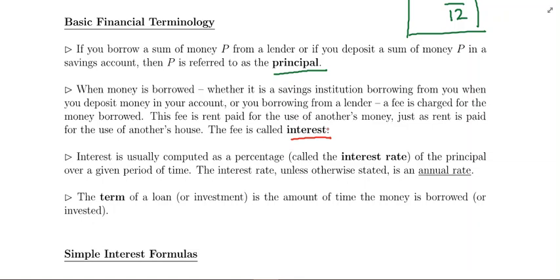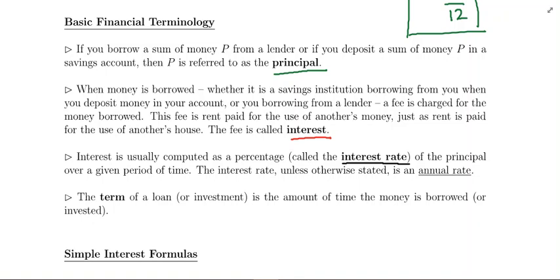The next term that we're going to hear is the interest rate. That's something we've kind of already talked about, and again, you should have some kind of inclination for it. Third bullet point: interest is usually computed as a percentage, called the interest rate, of the principal over a given period of time. The interest rate, unless otherwise stated, is an annual rate. Again, we talked about this when we did the conversion between percents and decimals. You're going to see interest rate involved in all of your problems.